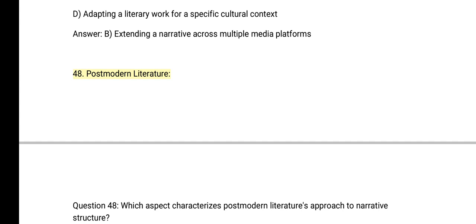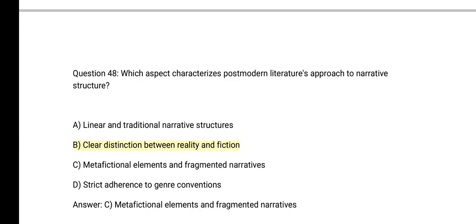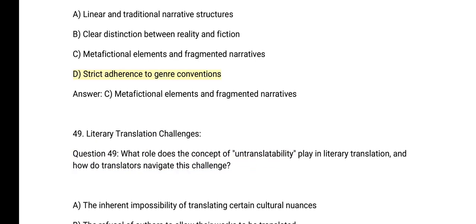48. Postmodern literature. Question 48. Which aspect characterizes postmodern literature's approach to narrative structure? A. Linear and traditional narrative structures. B. Clear distinction between reality and fiction. C. Metafictional elements and fragmented narratives. D. Strict adherence to genre conventions. Answer: C. Metafictional elements and fragmented narratives.